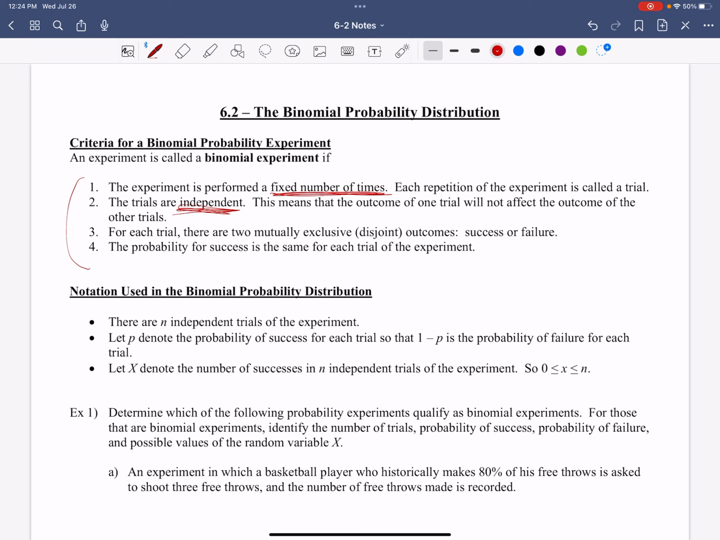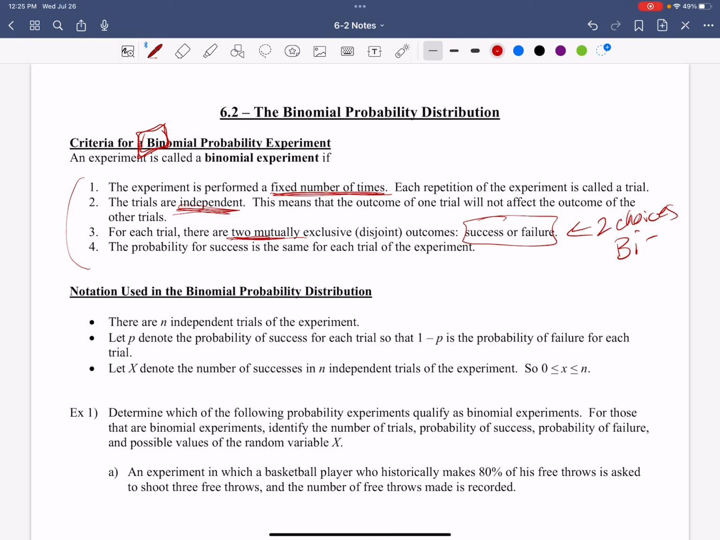All right? For each trial, there are 2 mutually exclusive options, either success or failure. That's the bi part of this. It's a binomial probability distribution. This criteria 3 is what makes it specifically a binomial probability: 2 choices. That's the bi part. If you look at Latin, that means 2, and that's how many choices you have. That's what narrows this down as criteria 3.